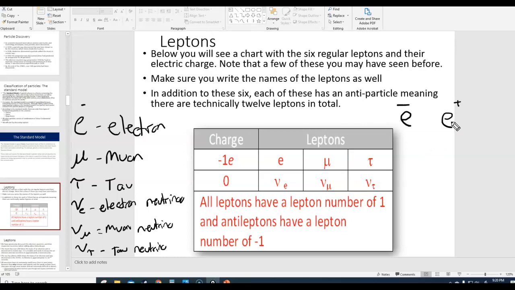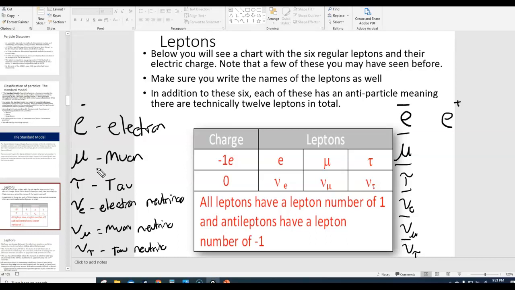An anti-electron, which by the way, remember an anti-electron is a positron, right? An anti-electron is sometimes written like this, and so you do need to be familiar with both of those notations. These 2 represent the same thing. Anti-electron, positive electron, positron, those are all the same thing. And likewise, you would also have the anti-muon, the anti-tau, the anti-electron neutrino, the anti-muon neutrino, and the anti-tau neutrino.